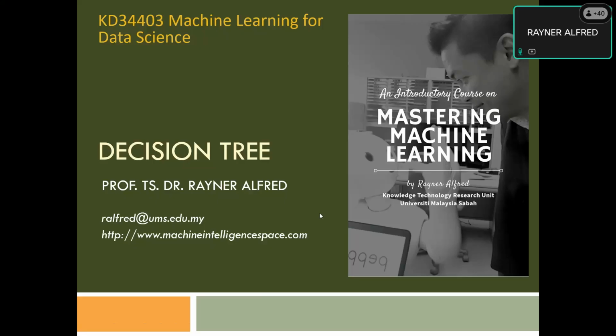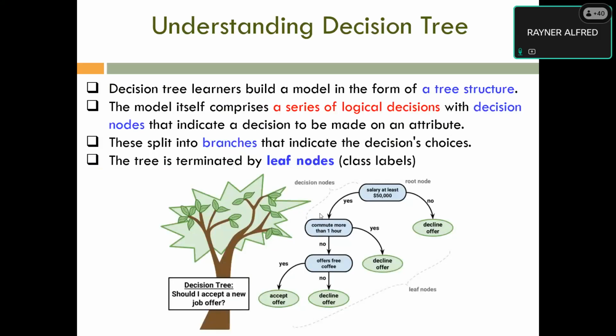Okay. So for decision tree, this is a model that constructs a tree to determine the label of the new instance data that we have. So for example here, this is an example in which we want to decide whether we want to accept the offer of a job or we want to decline. Okay. So we're starting from here.